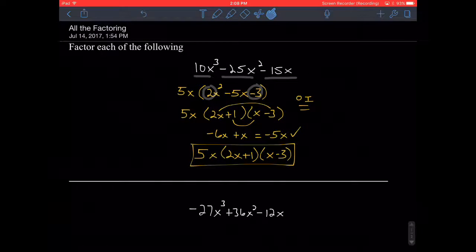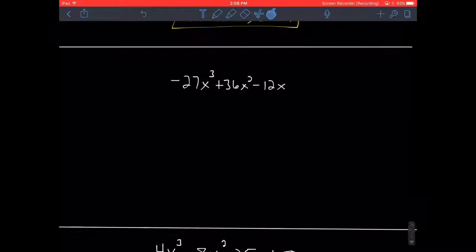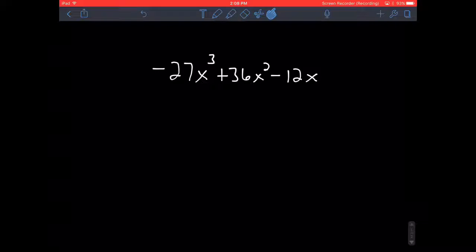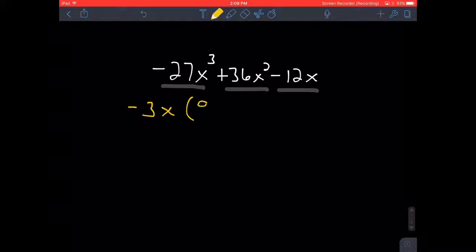On to our second example here, we have negative 27x cubed plus 36x squared minus 12x. Just like before, I'll notice that all of my terms can be divided by some common thing. In this case, we're going to call that negative 3x. Now when I go to factor that out, I'm going to be left with 9x squared minus 12x plus 4 on the inside.